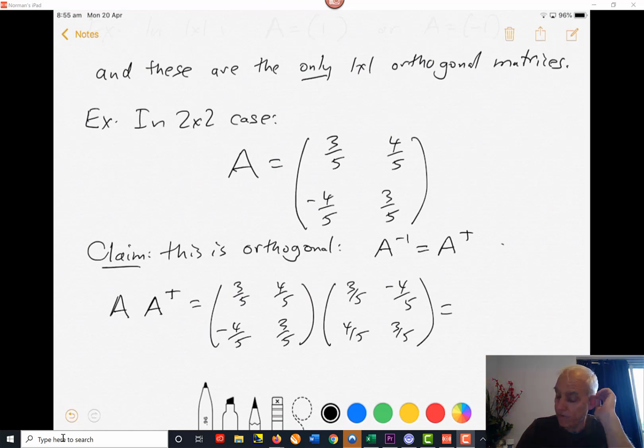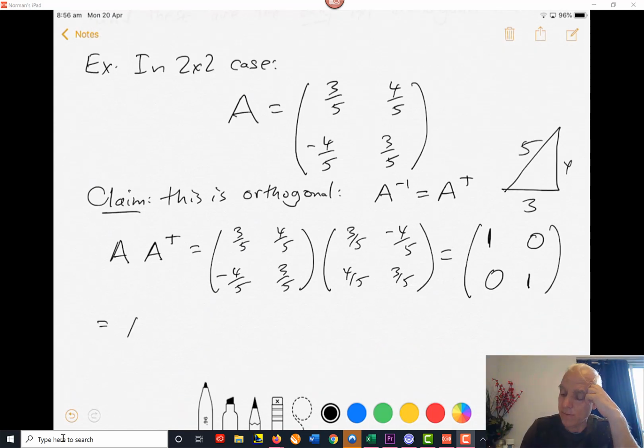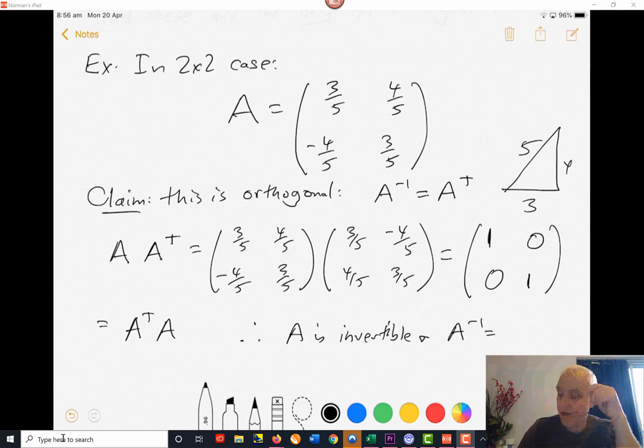Below it, we get minus 4/5 times 3/5 plus 3/5 times 4/5. Well, that's 0. Up in the right corner, we get minus 12/25 plus 12/25. That's also 0. And on the bottom, we get 16/25 plus 9/25. That's also equal to 1. I'll leave it to you to check that the same is true when you get A transpose times A. So that means A is invertible, and its inverse is indeed this A transpose matrix. So A is orthogonal.